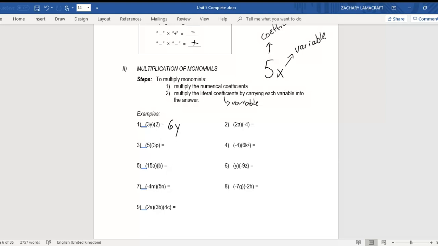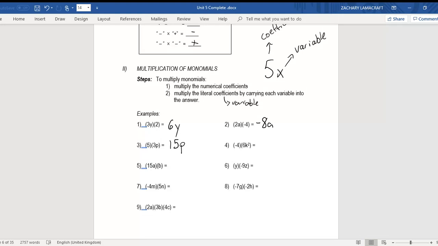For the next one, number 2, we do the numerical coefficients first. So 2 times negative 4 being negative 8. And then a, well, it's just a by itself there. The next one is 5 times 3p. First doing the numerical, 5 times 3 being 15, and p is just p by itself, so it's 15p.